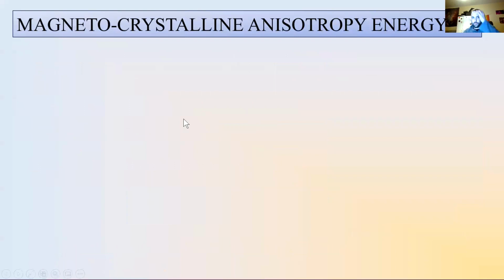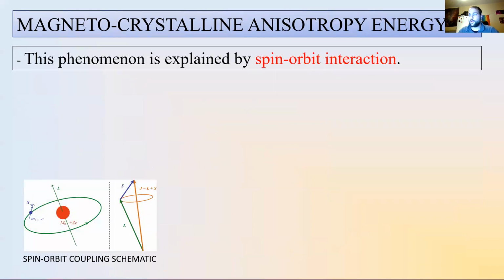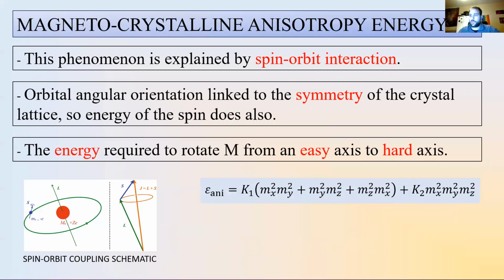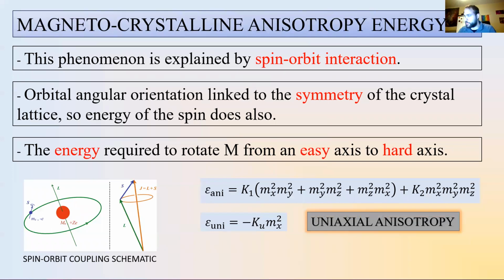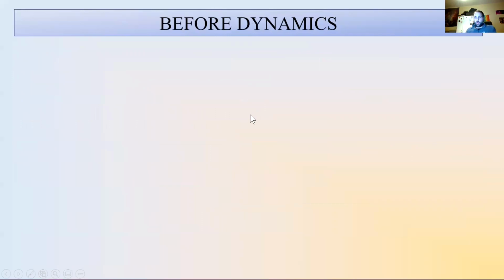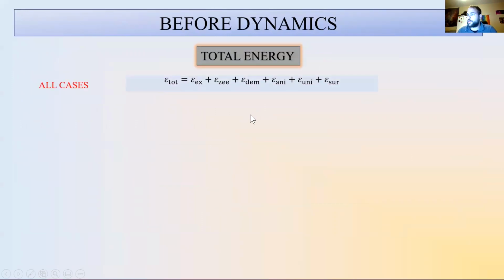As a final term we need to consider the magneto-crystalline anisotropy energy. This phenomenon is explained by the spin-orbit interaction and the orbital angular orientation linked to the symmetry of the crystal lattice, so the energy of the spin is also linked. The energy required to rotate the magnetization M vector from an easy axis to a hard axis is given like this, and the other anisotropy terms that may occur in a magnetic body are the uniaxial anisotropy and the surface anisotropy term. So, for all cases included, we have the total energetics term like this.